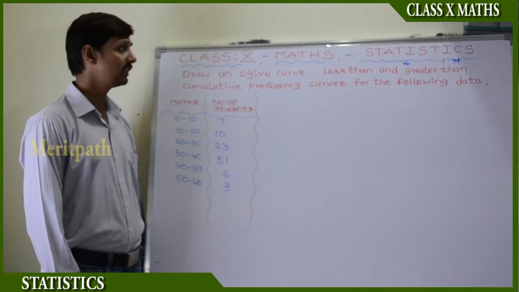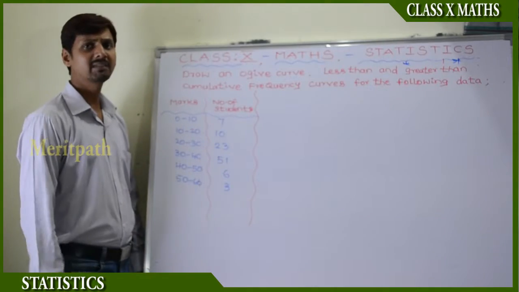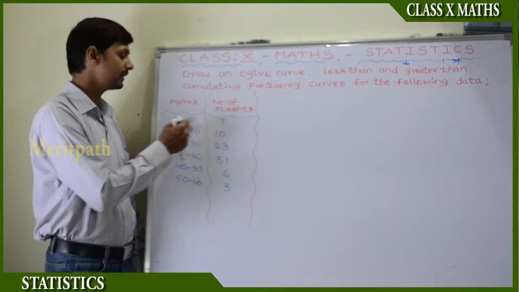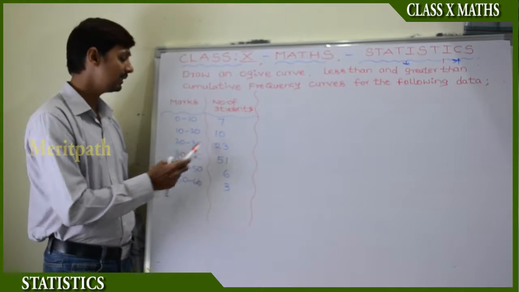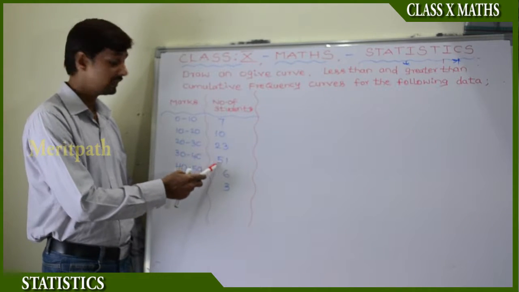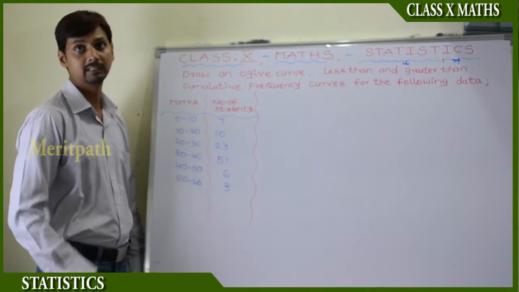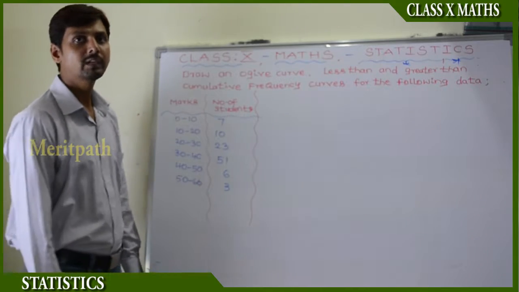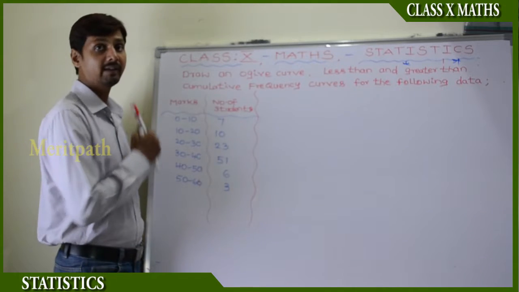Draw less than cumulative frequency curves for the following data. The data is given as marks and number of students: marks 0 to 10 have 7, 10 to 20 have 10, 20 to 30 have 23, 30 to 40 have 51, 40 to 50 have 6, and 50 to 60 have 3. So we need to draw this.